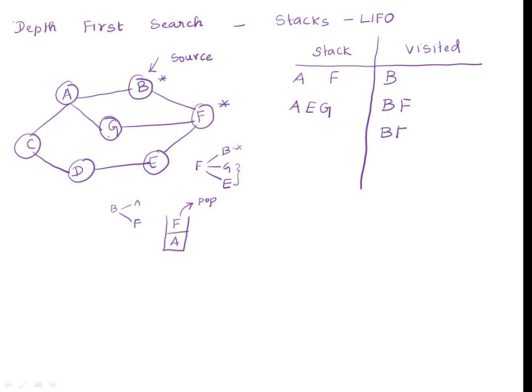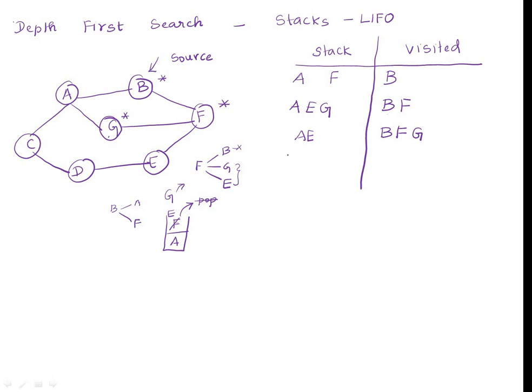So retain the previous value and pop the topmost value. Now currently F is popped out and the content of the stack is going to be A, E and G. So now the element to be popped out is going to be G. So G is going to be there in the visited column. So G is visited. Now retain the previous values and check for any new updation.